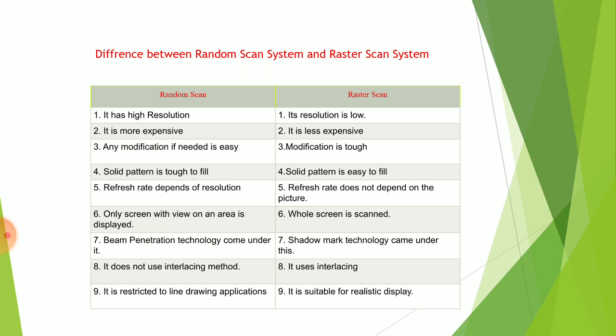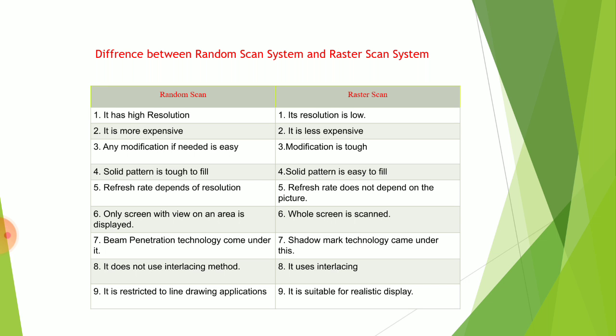Next, we see the difference between random scan system and raster scan system. Random scan system has high resolution. Raster scan system has low resolution. Compared with raster scan system, random scan system is more expensive. In random scan system, modification is very easy. But in a raster scan system, the picture is displayed point by point, so modification is very tough.